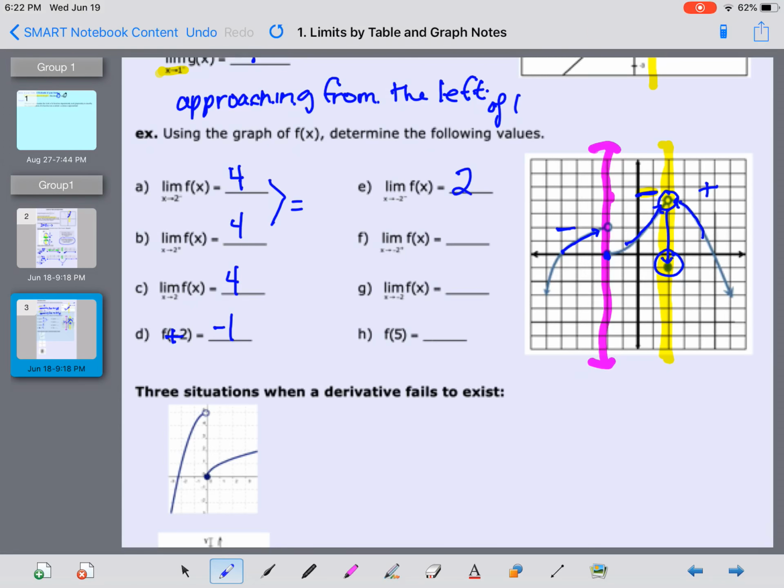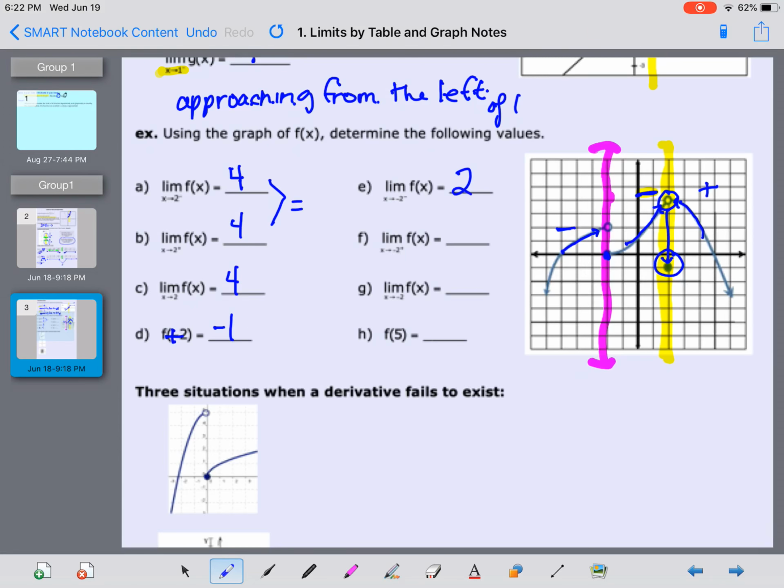The -2 without a symbol means I'm approaching from both sides. Because these two are not equal, that means that this limit does not exist. The reason is there is a jump discontinuity. And then the last one, f of 5, that's over here, and that's 0. So hopefully you got that.